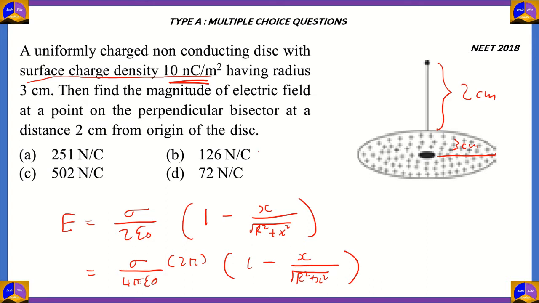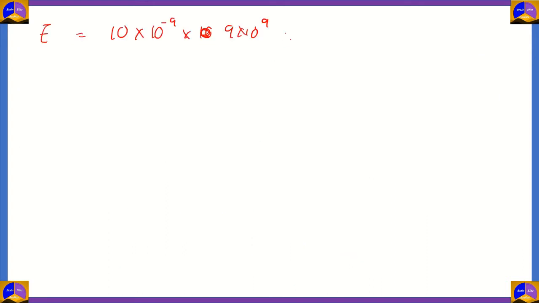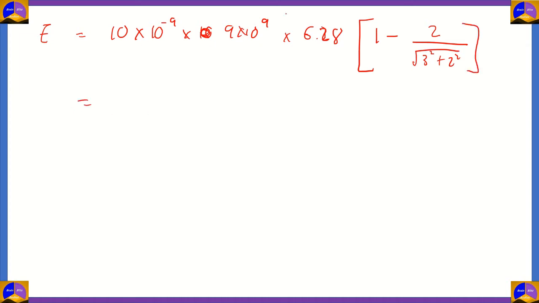Then we will put in the value of 2 pi, that is 2 times 3.14, which is 6.28. And then inside the bracket, we'll put in the values of x and r. In this case, x is 2 centimeters and r is 3 centimeters. So 3 squared plus 2 squared whole root. 10 raised to minus 9 and 10 raised to 9 cancel each other out. So then you have 10 times 9, so that's 90 times 6.28. And then inside the bracket, it is 1 minus 2 divided by root of 9 plus 4.